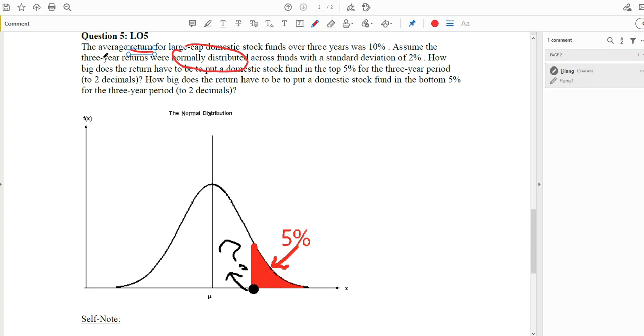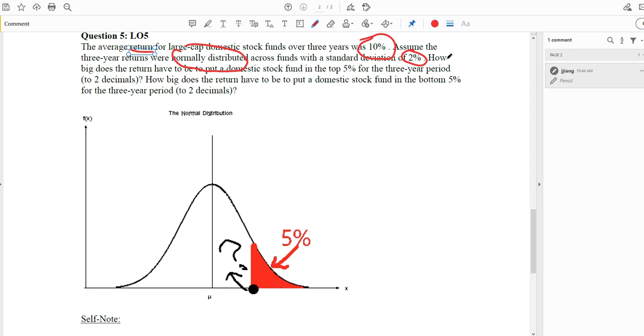So what is the mean? The average return. As I mentioned in class, the average also means the mean. So the mean of the return is equal to 10%. So the value of mu, the mean, is 10%. And we also know the standard deviation is 2%. So we know the mean and the standard deviation.